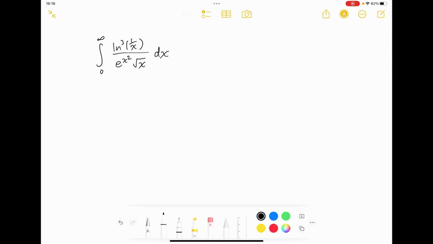It's the integral from 0 to infinity of the natural log of 1 over x cubed, divided by e to the x squared times square root x, dx. And yeah, let's get started. So, we'll first label this integral I, just so that we can reference it later.